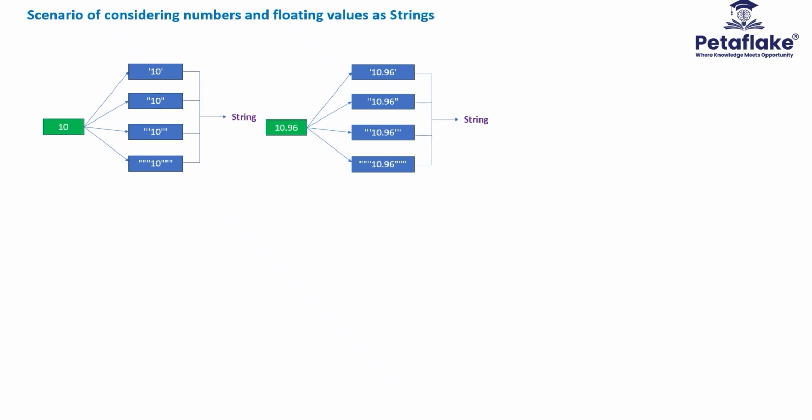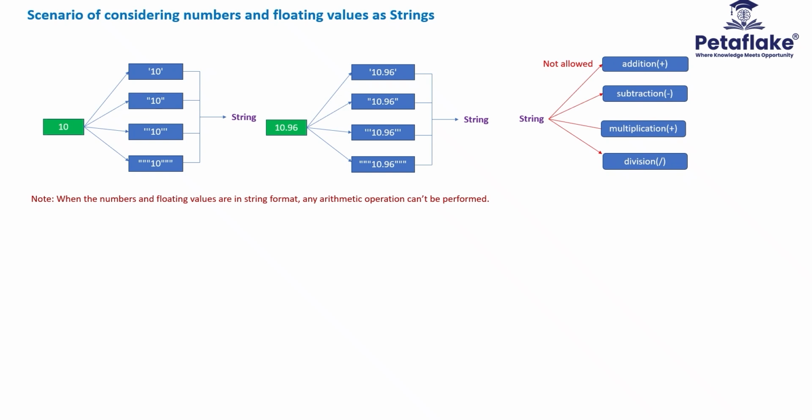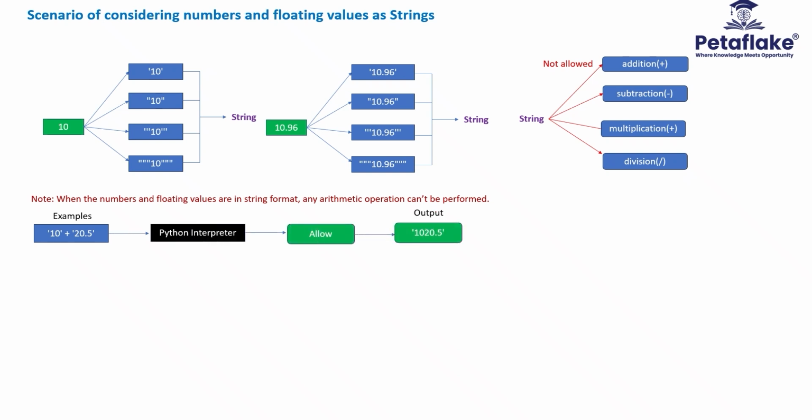If Python interpreter consumes an integer value or float value as a string, then we cannot perform any arithmetic calculation like addition, subtraction, multiplication, or division using the strings. I will explain this concept in detail with some examples. In this example, 10 is a string, 20.5 is a string. Addition cannot be performed between the two strings, but Python interpreter allows this line of code without any errors.